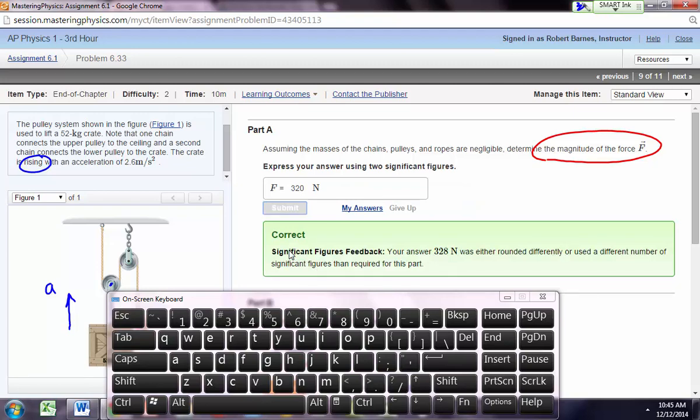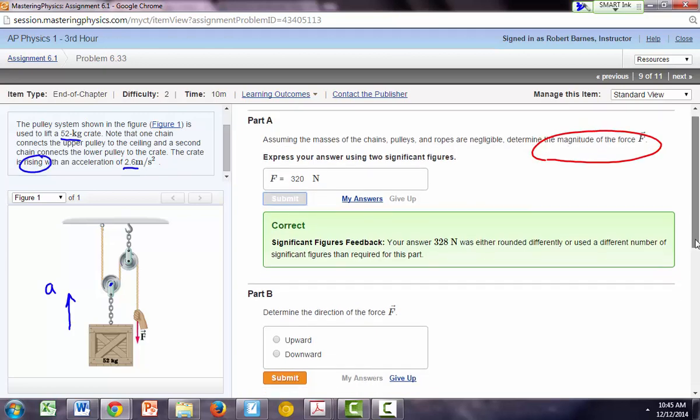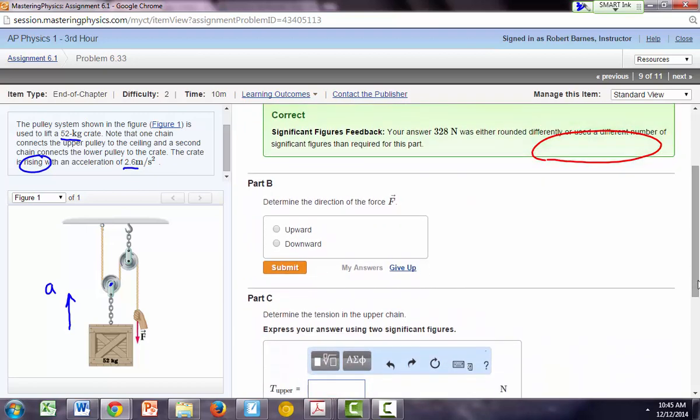I don't know why they got 320. I must have rounded something somewhere. 2.6, 52. Oh, because I used 10 and not 9.81. That's why. So they are using 9.81. Be aware of that. Hopefully that doesn't cause you problems if you use 10 and you get one wrong that really was correct.